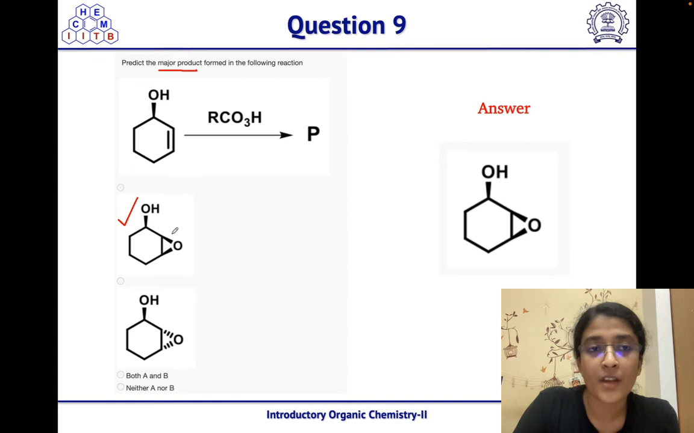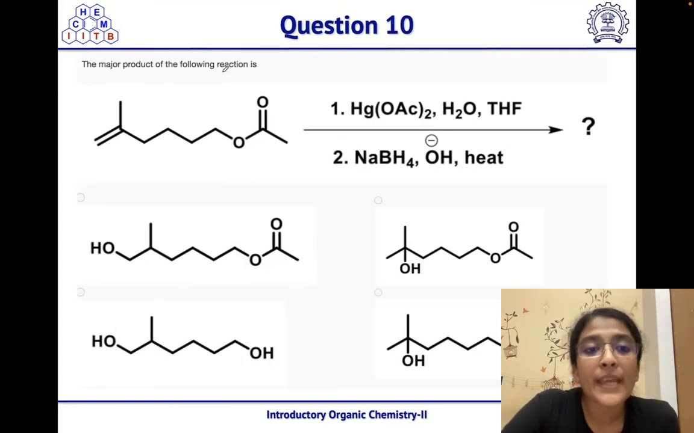Okay, ma'am. Now we will move to question number 10, and it is the last question of this tutorial. What is the major product formed in the following reaction? They have given this starting material. They have treated it with mercuric acetate and then followed by reduction with sodium borohydride. What is the product that is formed? Out of these four options, what is the right answer? From the reagents, we can see that first an oxymercuration reaction is taking place, followed by reduction using sodium borohydride.